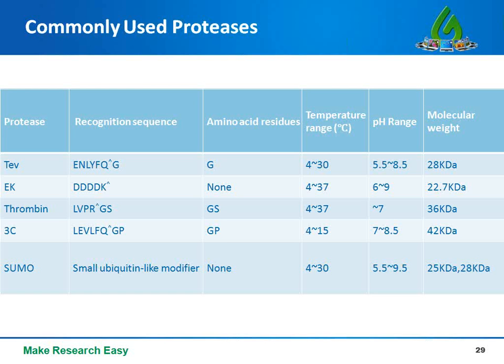If you need tag-free protein, you can either express the tag-free protein directly or express it as tagged protein and then cut off the tag during the purification step. For the latter, when creating the expression construct, you need to insert a protease recognition sequence between the target protein and the tag. This slide lists the commonly used proteases with their recognition sequence, amino acid residues left after digestion, temperature range, pH range, and their molecular weight.